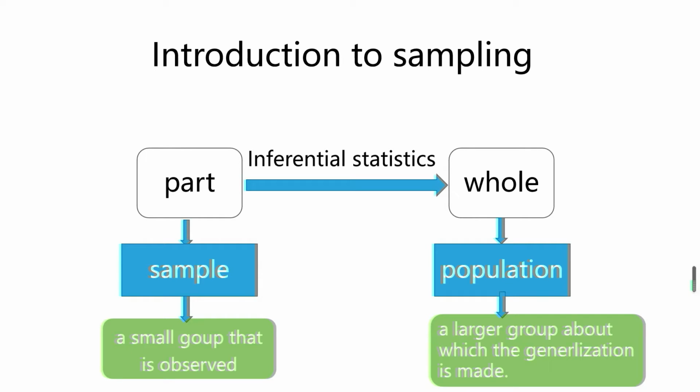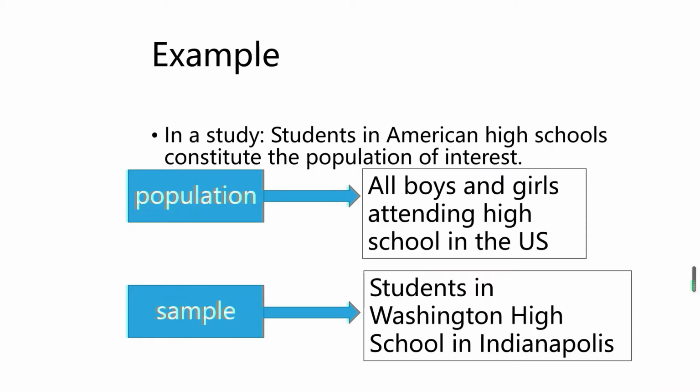As we know, an important characteristic of inferential statistics is the process of going from the part to the whole. The part is a sample, and it is a small group that is observed. The whole is the population. It refers to a larger group about which the generalization is made. A population is defined as all members of any well-defined class of people, events, or objects. A sample is a portion of a population, so the sample refers to a few members of any well-defined class of people, events, or objects.